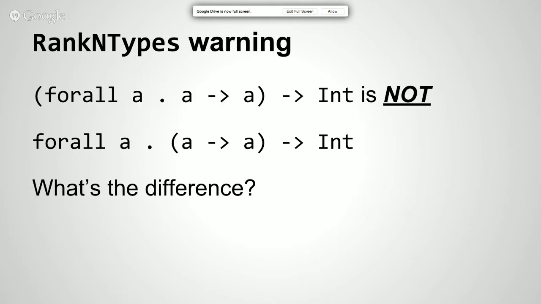So, question. What's the difference between the type up top, which is for all A dot (A arrow A) to int, and the type on the bottom, which is for all A, (A arrow A) to int? What's the difference?